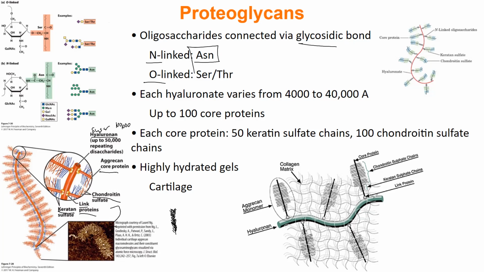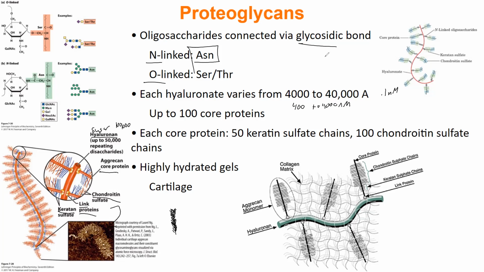Now, these hyaluronates are really big, 4,000 to 40,000 angstroms. An angstrom is 0.1 nanometers. So this is 400 to 4,000 nanometers.